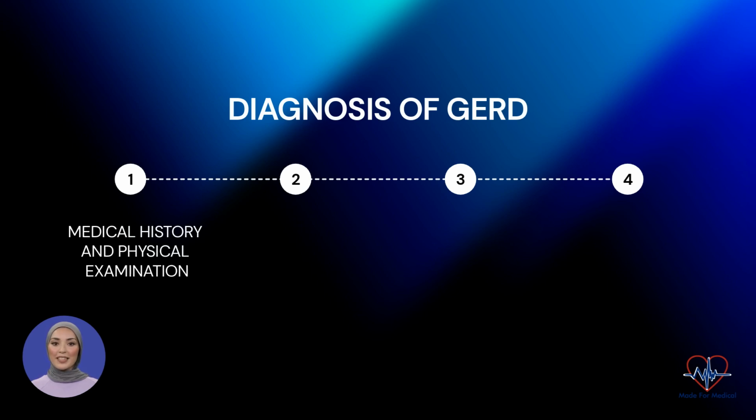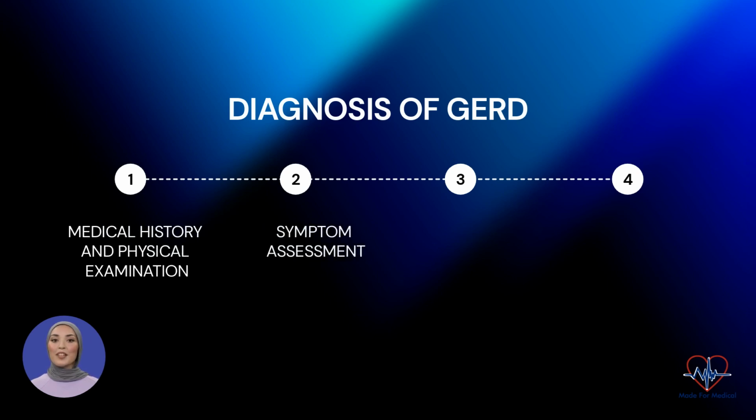Begin by obtaining a detailed medical history from the patient. Ask about their symptoms, duration, frequency, and any factors that worsen or alleviate them. Inquire about lifestyle habits, dietary patterns, medication use, such as non-steroidal anti-inflammatory drugs or calcium channel blockers, and any previous treatment attempts. Perform a thorough physical examination, focusing on the chest, abdomen, and throat. Look for signs of acid reflux, such as dental erosions, throat redness, or chest tenderness.